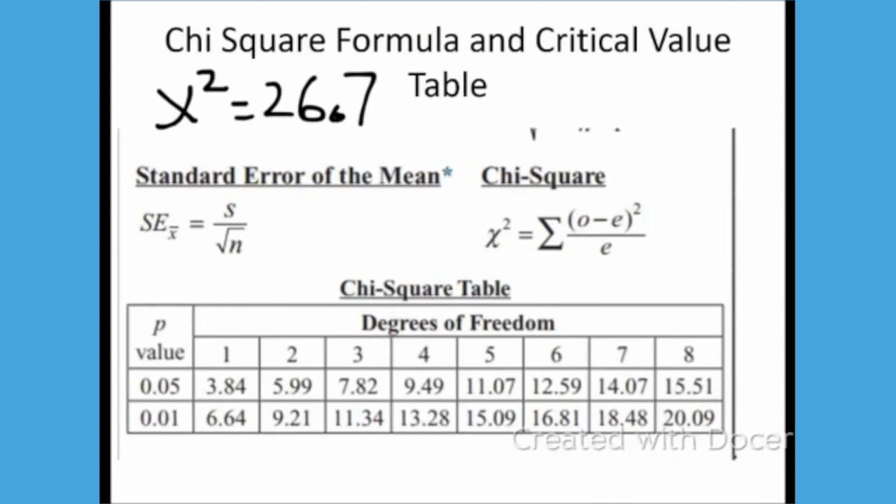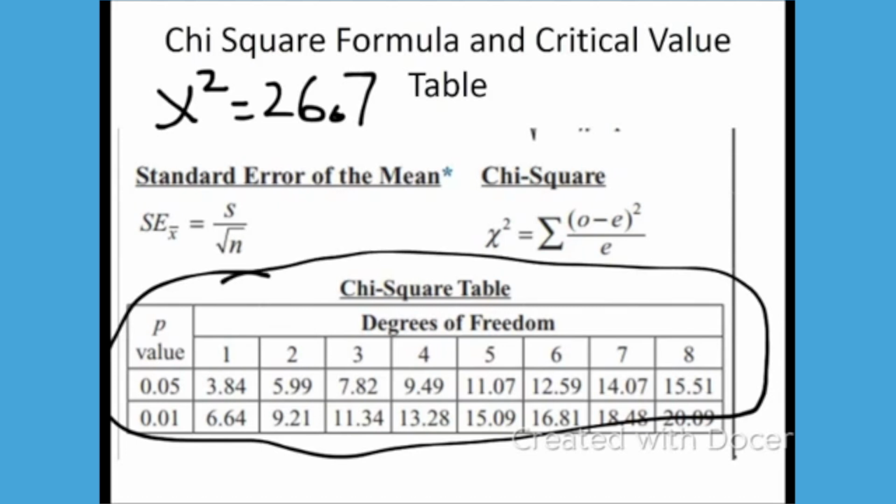All right, so we just calculated a chi-square statistic of 26.7. By itself, that doesn't really tell us anything. We have to compare that to the critical value, which comes from this table down here. Before we can get a critical value, we need to know how to use our chart.